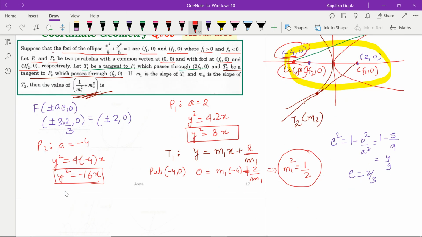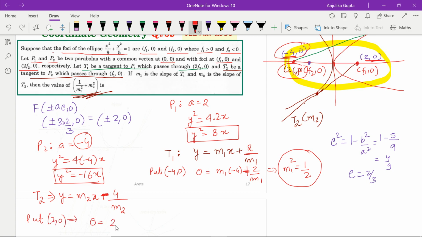Exactly the same thing, right? For the other one, you're going to write equation of tangent T2. How does that look again? The same. y is equal to m2 x plus a by m2, where the slope is m2 and a value is minus 4. So minus 4 by m2. What are you going to put now here? The point where T2 is passing through. What point? This point, right? 2 comma 0. So put 2 comma 0 here. What do you get? y is 0. So you get 2 m2 is equal to 4 upon m2. So what is m2 value you get? You're getting m2 square to be 2, right?